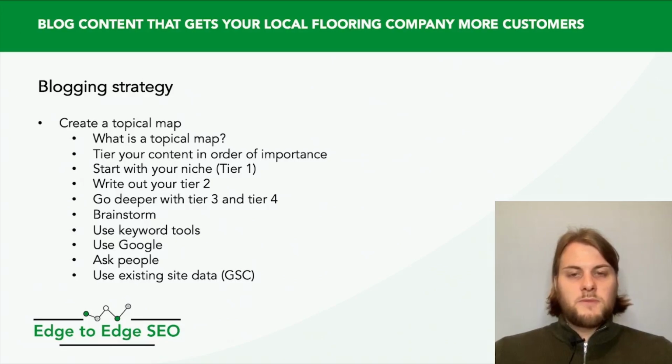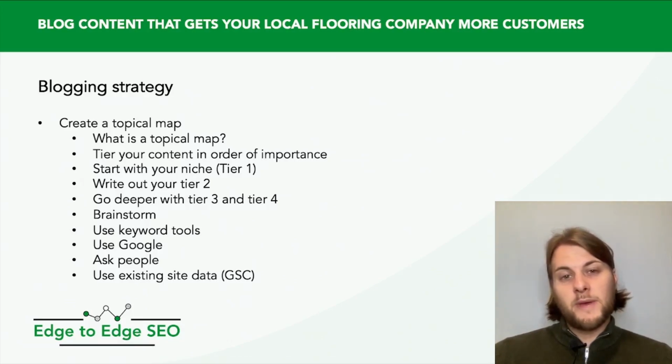So once you've picked your sub niche, the first thing you're going to want to do is write out all of the Tier 2 topics. So if it was carpet, Tier 2 topics would be carpet installation, types of carpet, it might be styles of carpet, how much does carpet cost, and anything else that you can think of that is the most important questions and topics that need to be answered first. Then once you've created that Tier 2 content, start going deeper and deeper into Tier 3 and Tier 4.